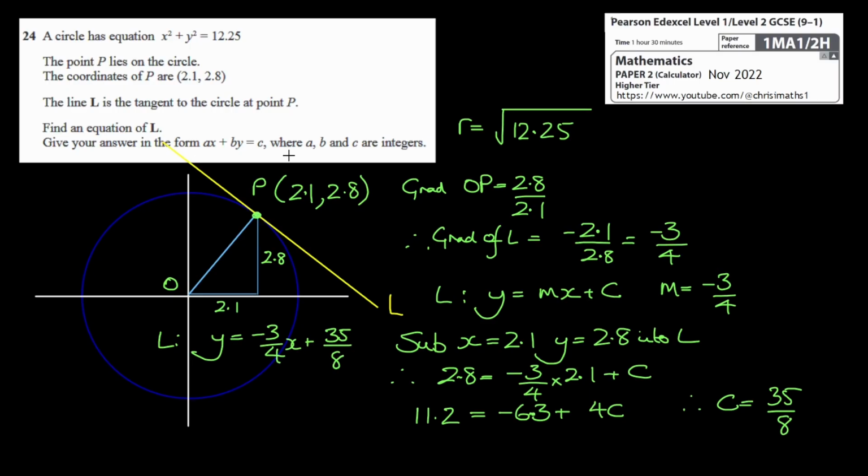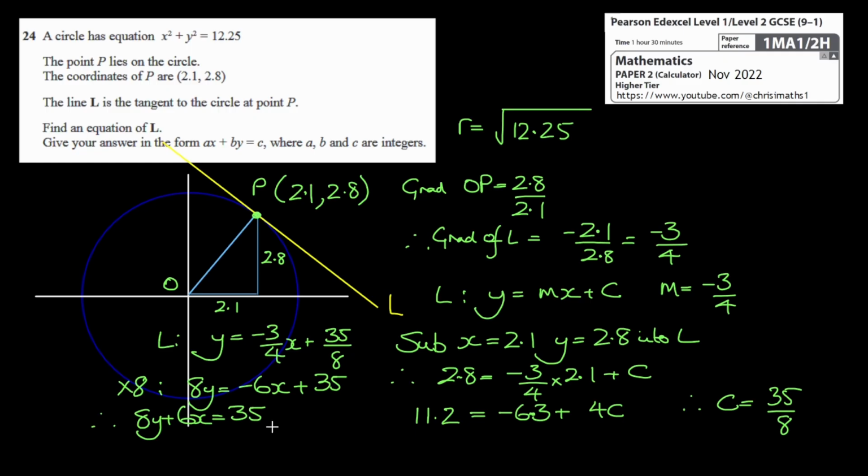They wanted it in the form of ax plus by is equal to c, where these are all integers. So we need to get rid of all these fractions. So I'm going to multiply through by 8, and we get that 8y is equal to negative 6x plus 35. Therefore, 8y plus 6x is equal to 35.